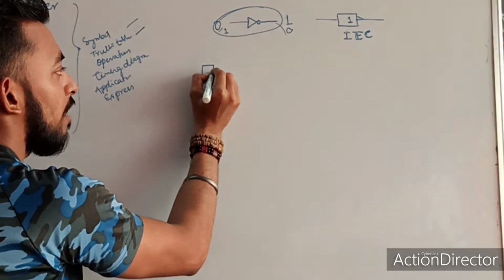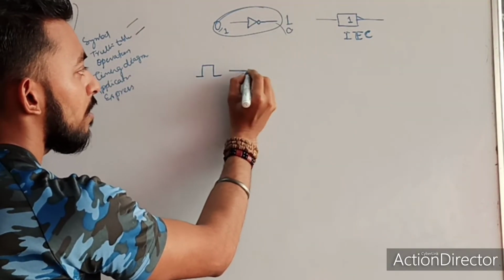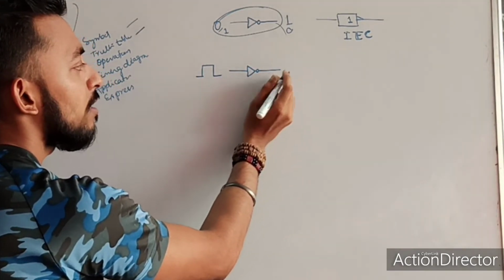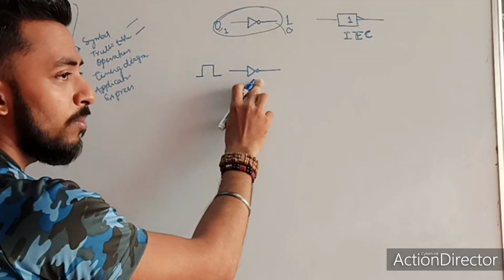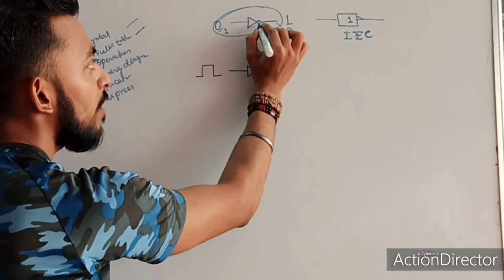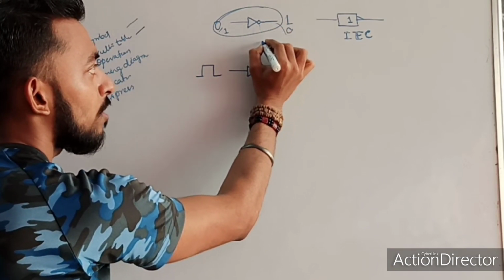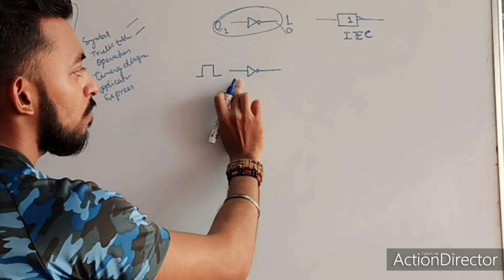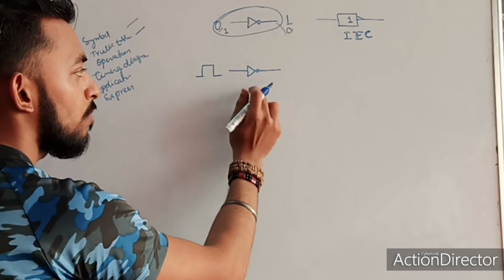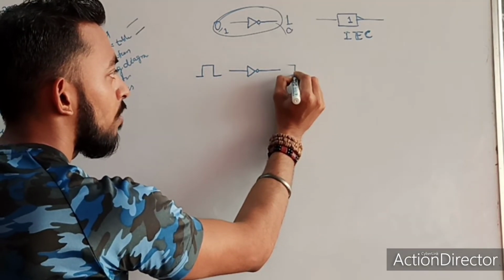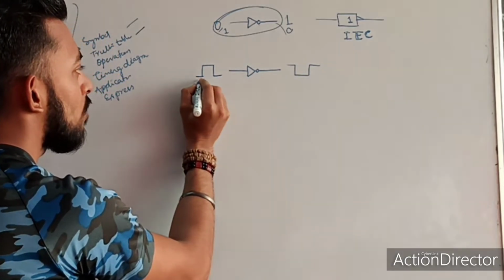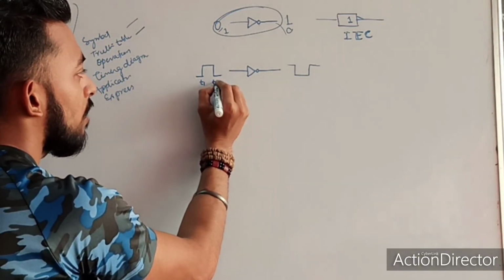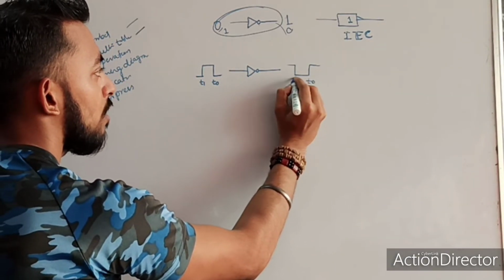Suppose this is a signal that is applied to the inverter, and here is the inverter. There is a bubble at the output side, which indicates inversion. This bubble actually does the inversion. So this shows an active low output. So my output will be like this. Suppose this is T1 and this is T0.